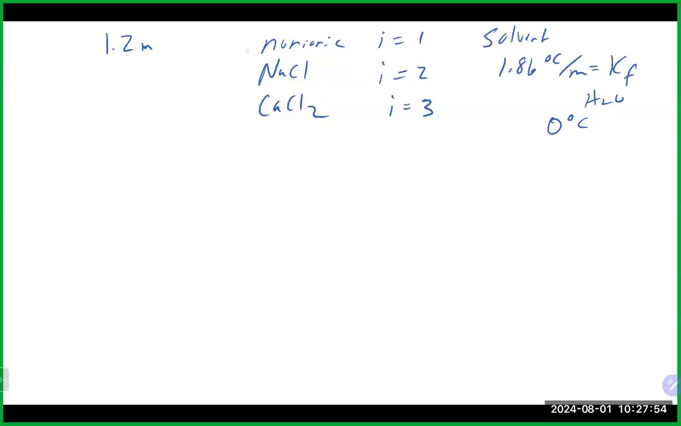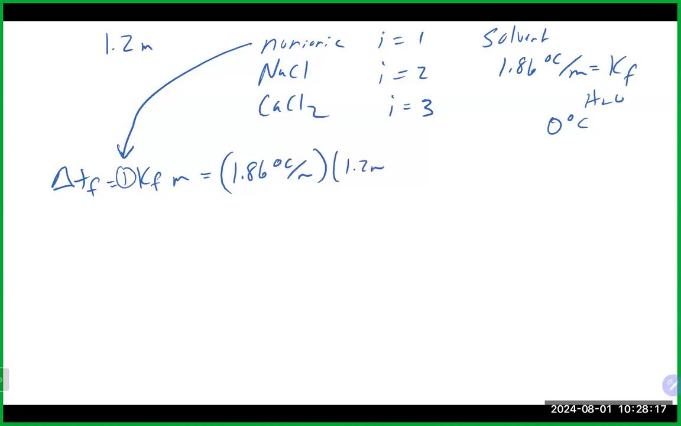So if we did our non-ionic compound in this situation, the change in the freezing point temperature would be Kf times m. Once again, because it's non-ionic, i is equal to 1, so we don't need to put it in there in that particular case. And if we put in our numbers here, we would do 1.86 times our m, which is 1.2. And that will get us a change in the freezing point temperature of 2.32 degrees Celsius.